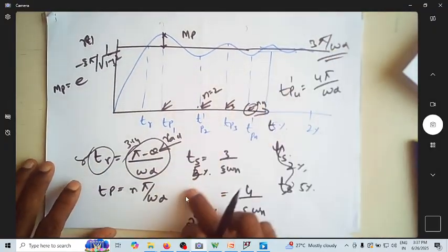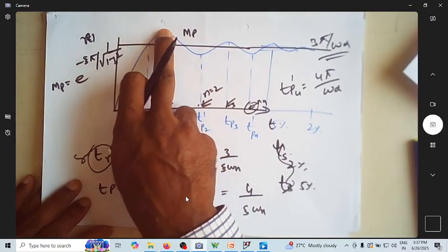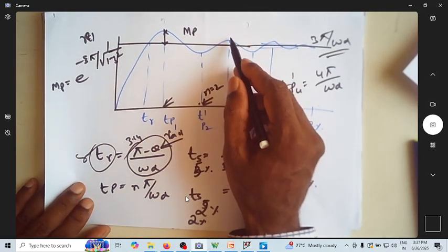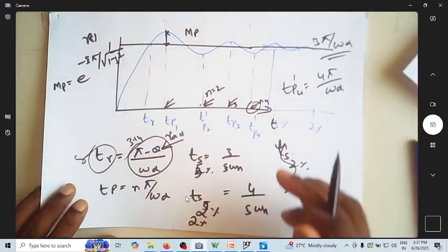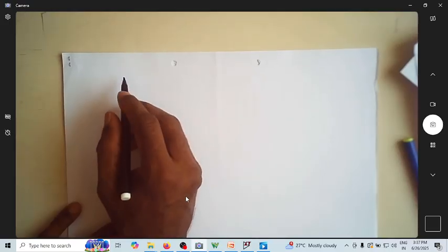So that's what happens for every n: first it is the peak, then the minimum, maximum, minimum, maximum. Because it's not the maximum anymore, but it is the next peak. So let us try to find out what is the typical response.